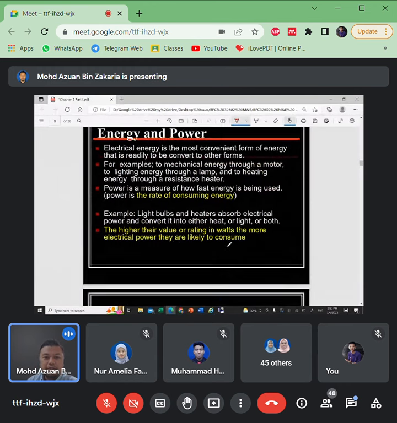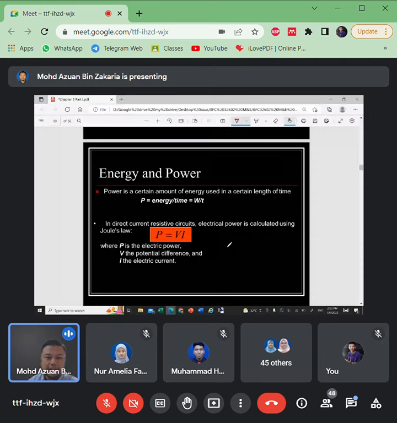Next, I think I will skip into energy and power. So we can calculate power. The power equals voltage multiplied by current. Okay, so the unit is watt. So you need to remember this, it is important.